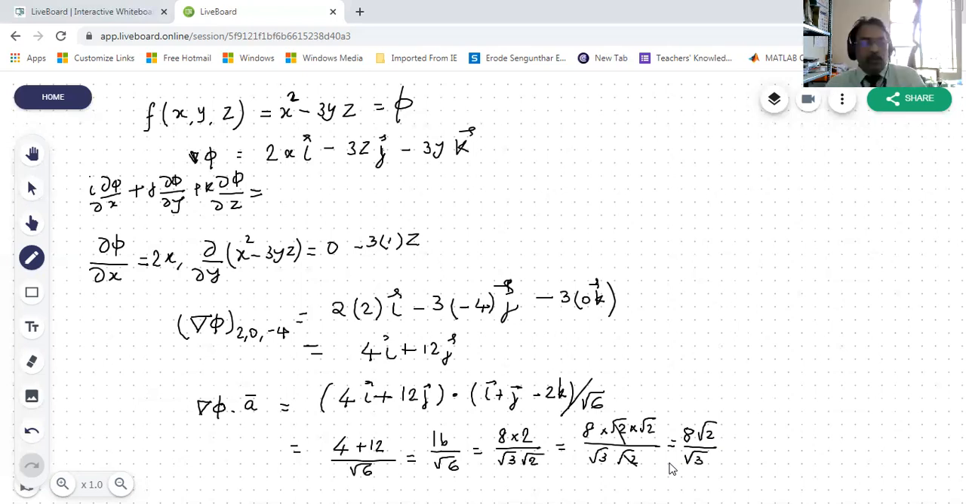A simple calculator will be available during the exam, so you can evaluate 8 into root 2 by root 3. It gives you around 6.53. You can check the answer. So this is the answer for that 34th question.